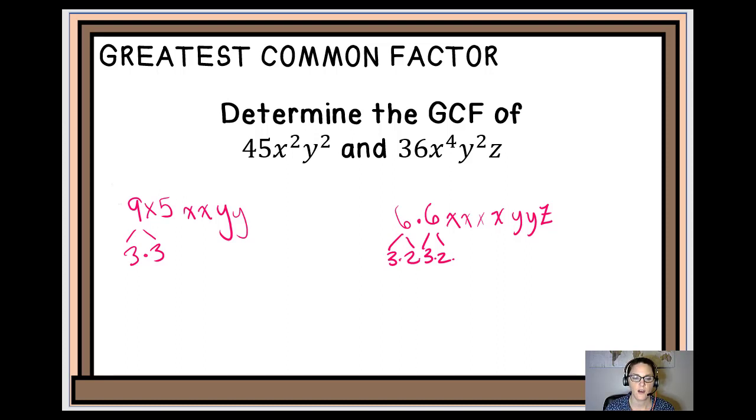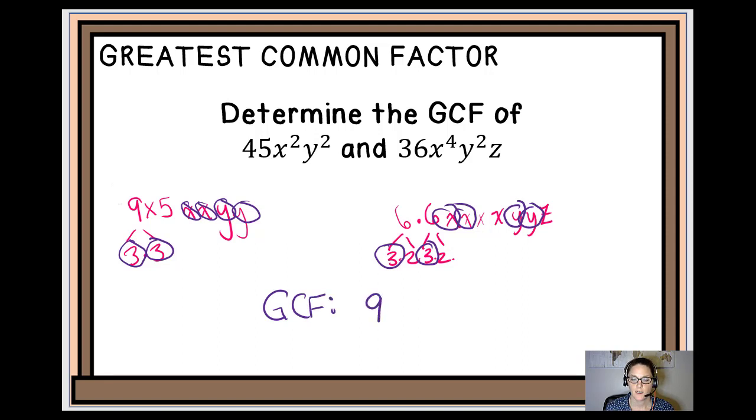So if I look for the things that are common, I can clearly see that I have two 3's that are in common. I have two x's that are in common, as well as two y's that are in common. So that means my GCF, or my greatest common factor, is, well, 3 times 3 is 9, x squared, y squared. So eventually we won't need to write it out longhand, but for now, we'll just look at it that way, just as another way to show that we have expanded and found our GCF. Okay, let's look at another example here.